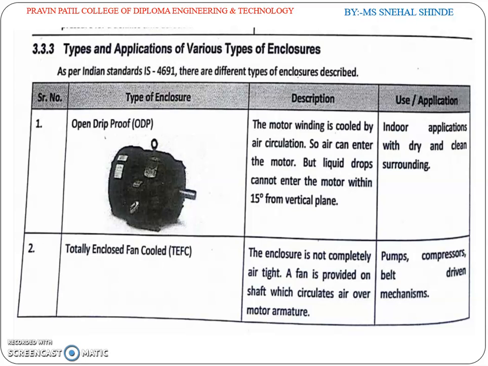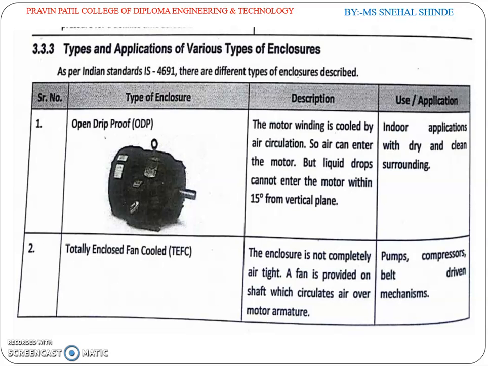It consists of the letters IP followed by two numbers. The first number designates the extent of protection of the person against contact and of the machine against ingress of solid foreign bodies. The second number designates the extent of protection to the machine against the harmful ingress of water.